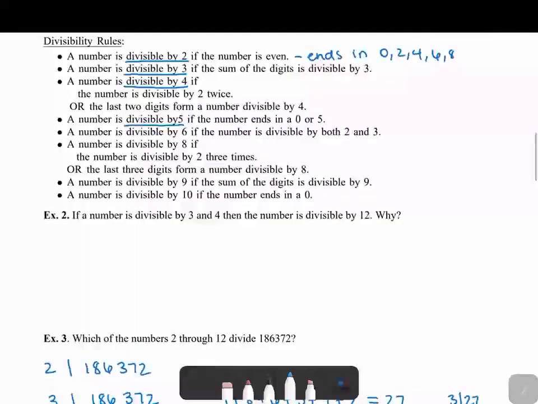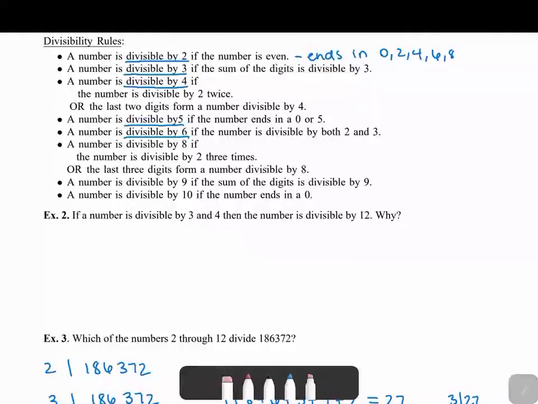So 6 is a little bit different. A number is divisible by 6 if the number is divisible by both 2 and 3. This is a little bit different, but it makes sense because 6 equals 2 times 3. So if the number is divisible by 2 and it's divisible by 3, then it should work. 2 and 3 have no overlap, right?